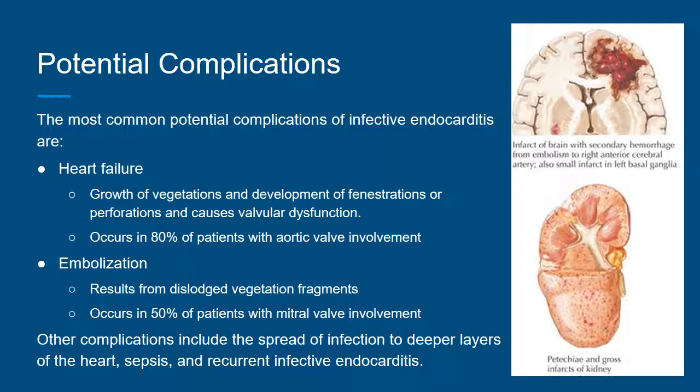Potential complications of infective endocarditis are related mostly to the vegetations that form on the valves and the inner lining of the heart. Heart failure can result when these vegetations impair valve function. Embolization can occur when a vegetation fragment becomes lodged in a small vessel elsewhere in the body. This can happen in the brain, the lungs, the spleen, the kidneys, the extremities, or the heart itself. Other complications include the spread of the infection to deeper layers of the heart, such as the myocardium, sepsis, and recurrent infective endocarditis.